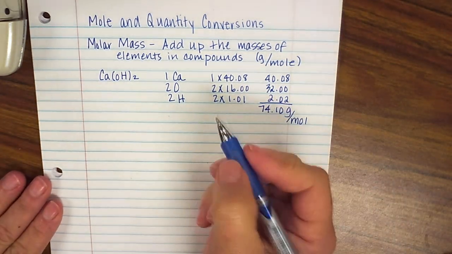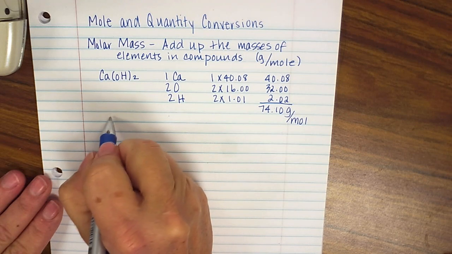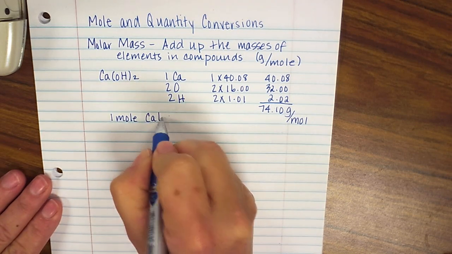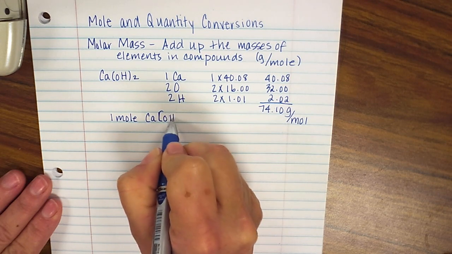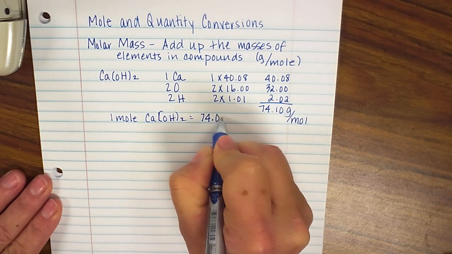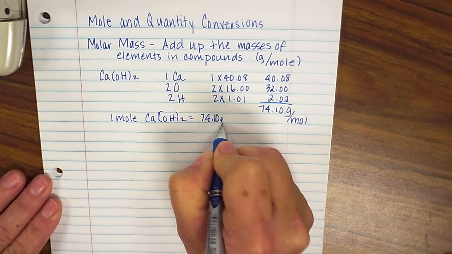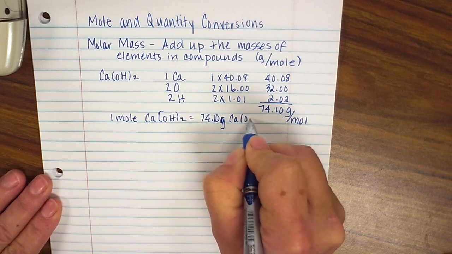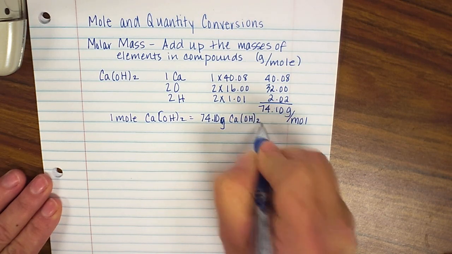And then I showed you that you can set these up as conversions. So 1 mole of calcium hydroxide is equal to 74.10 grams of calcium hydroxide. So that's how we would use it in a conversion.